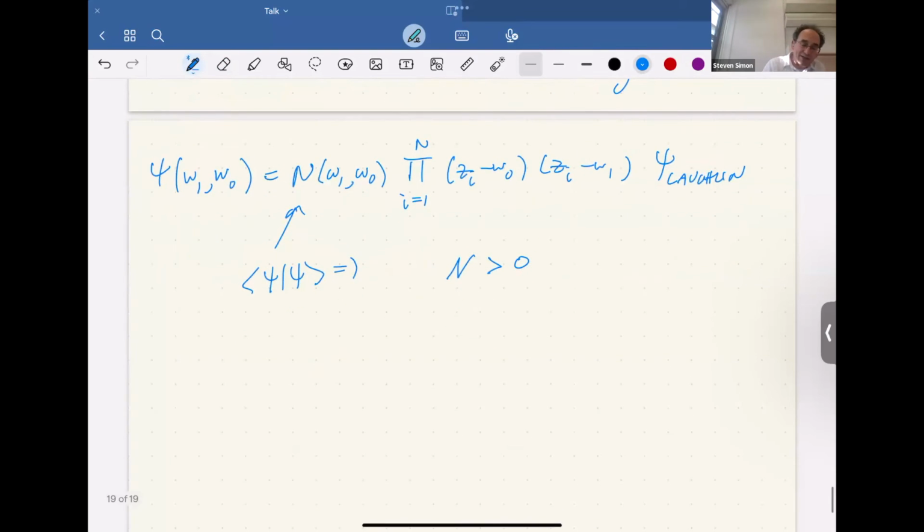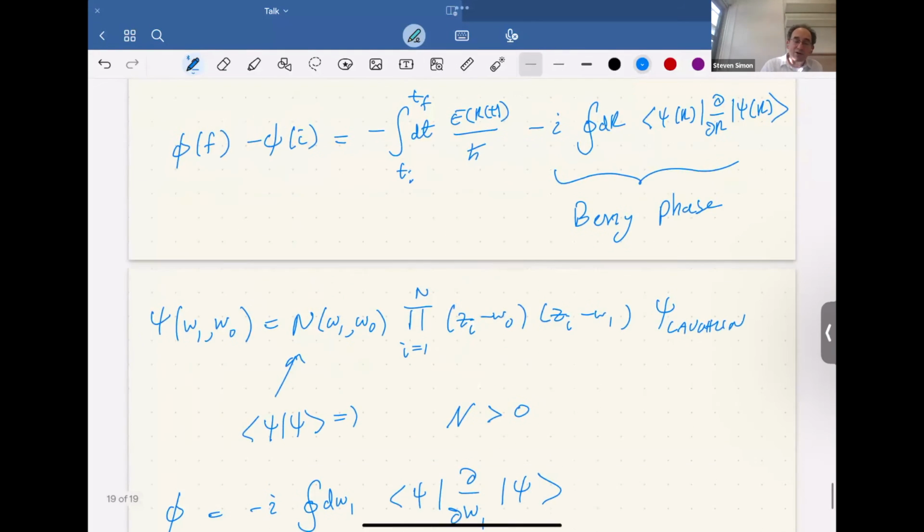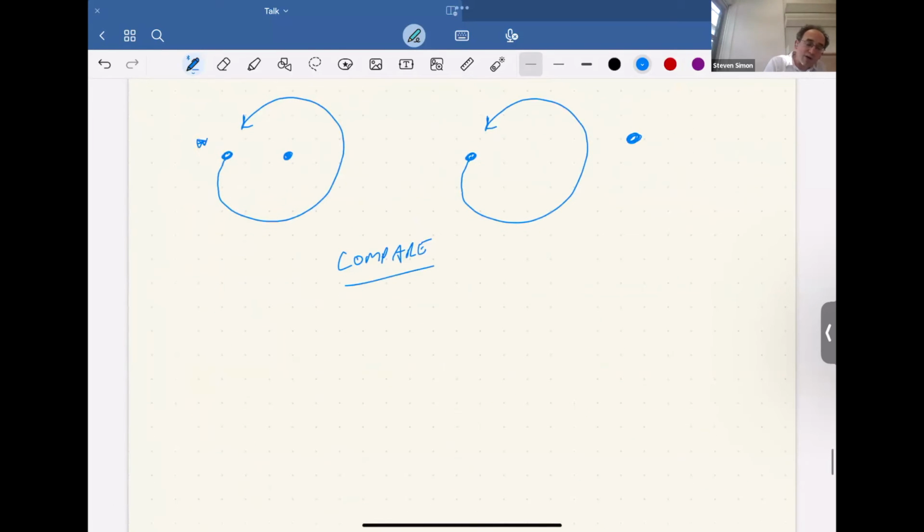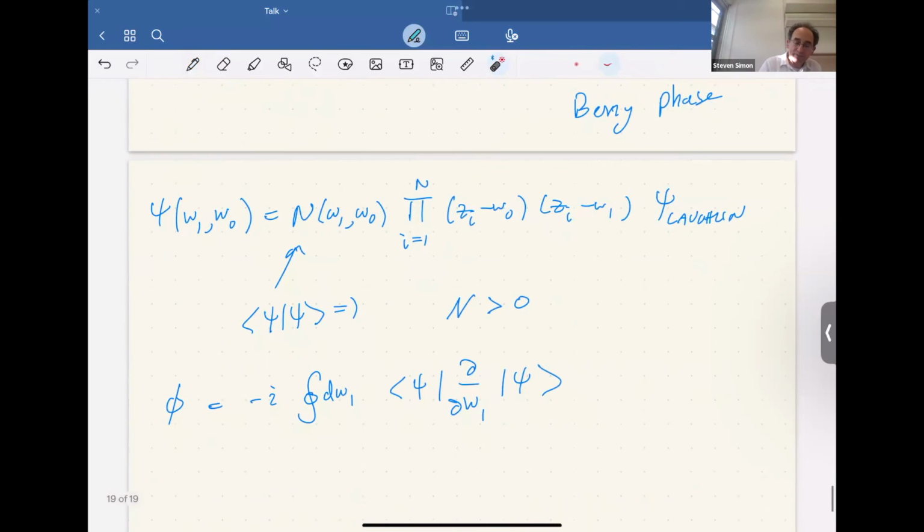And the Berry's phase, just to write it again, the Berry's phase that I'm interested in is minus i times the integral, as I take dW1 around in a loop, of psi d/dW1 of psi. And W0 is either going to be inside the loop, back here with the picture. So this is W1 and this is W0. So W0 is either going to be inside the loop or outside the loop. In either case, W1 is going to take the same path, but I'm going to have either W0 inside or W0 outside. Okay.